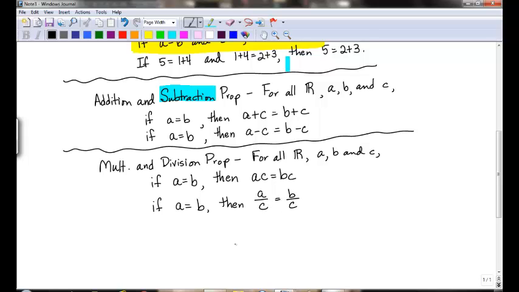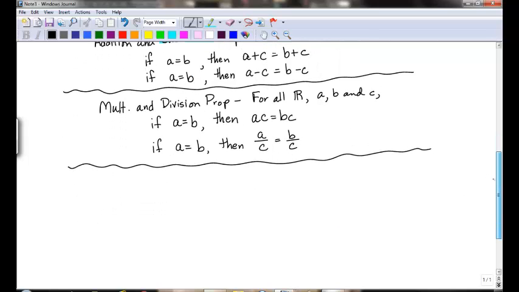Without these properties, we could not solve equations. So we've got to have them. And then substitution. This is another one that I don't want you to abbreviate. Subtraction and substitution are ones that you need to write out because it's too hard for the grader to figure out which one you meant. The substitution property.